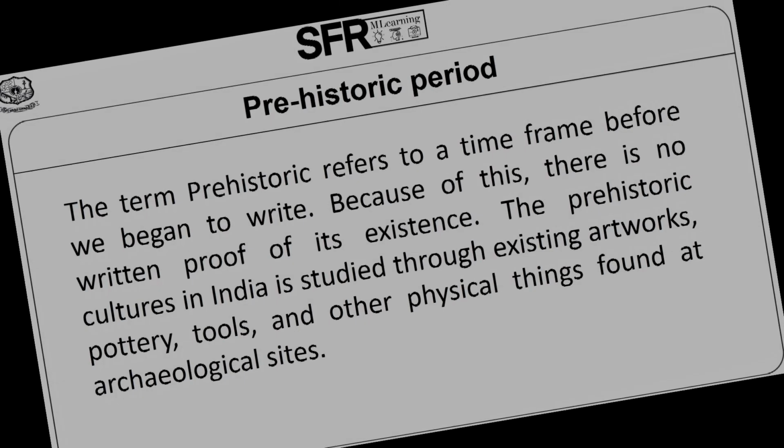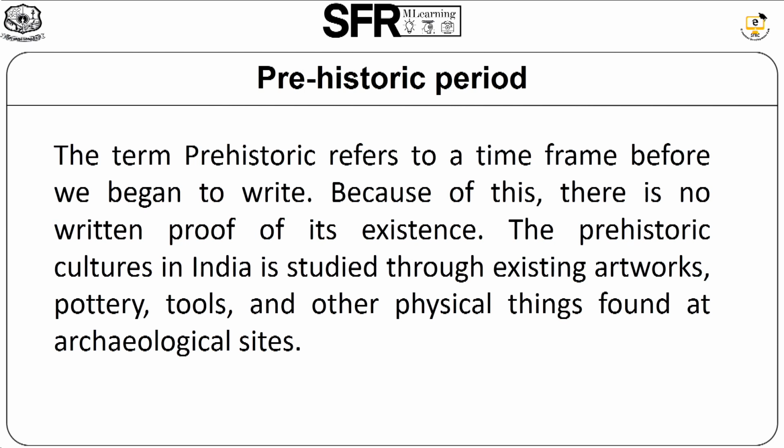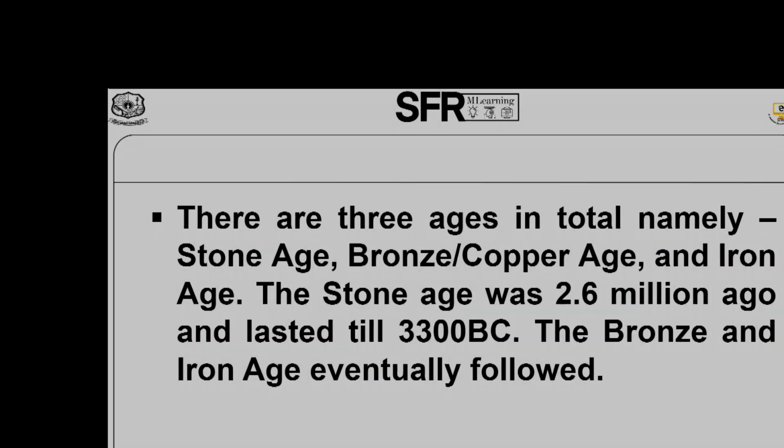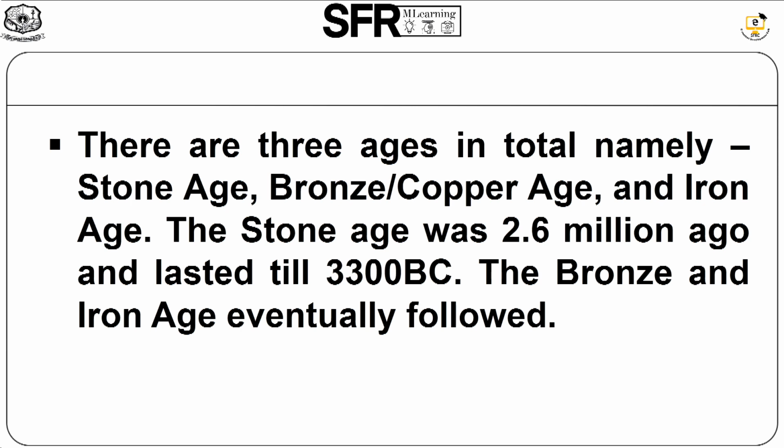The term prehistory refers to a time frame before we began to write, which we have already seen in the introduction. Because of this there is no written proof of its existence. The prehistoric cultures in India are studied through existing artworks, pottery, tools and other physical things found at archaeological sites. There are three ages in total, namely Stone Age, Bronze or Copper Age and Iron Age. The Stone Age was 2.6 million years ago and lasted till 3300 BC. The Bronze and Iron Age eventually followed.